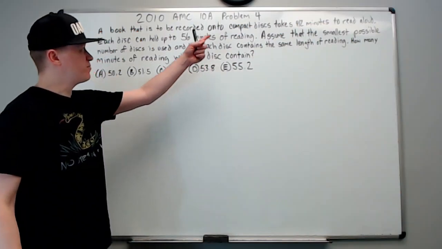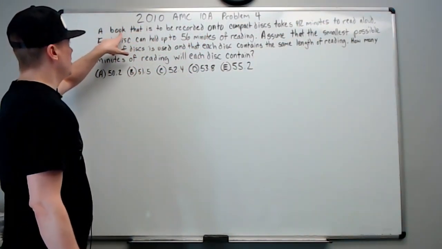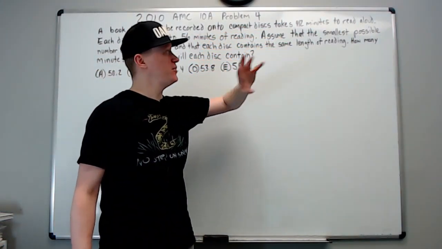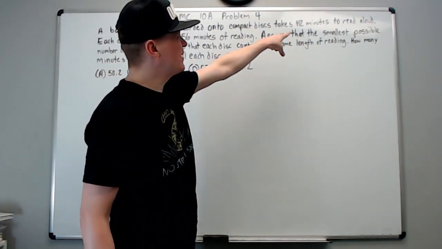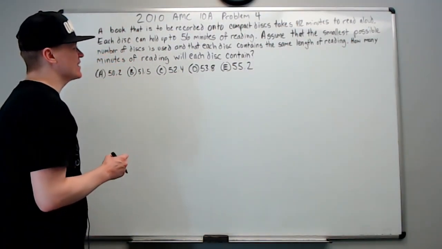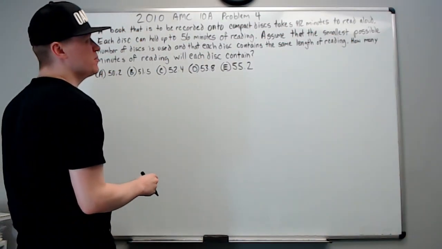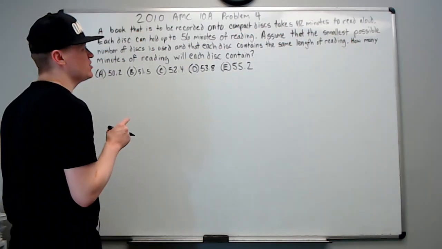Okay, and now for the start of problem 4 from the 10A from 2010. A book that is to be recorded onto compact discs. Now in a few years, no one's going to know what these are. Hopefully you guys do. Takes 412 minutes to read aloud. Each disc can hold up to 56 minutes of reading. Assume that the smallest possible number of discs is used.